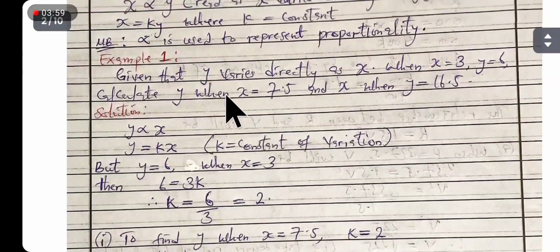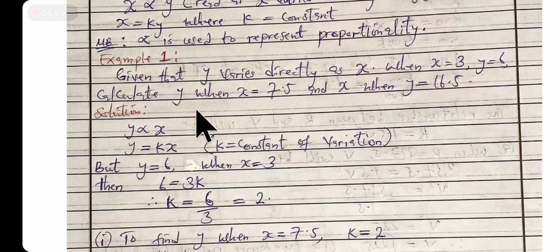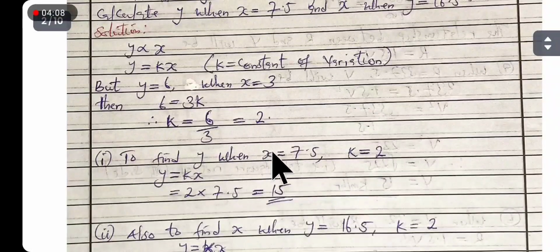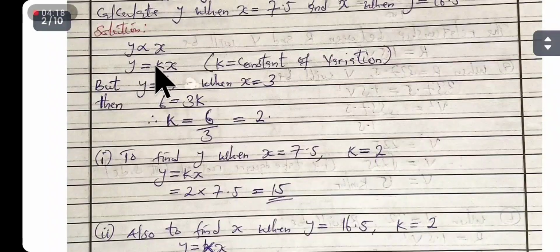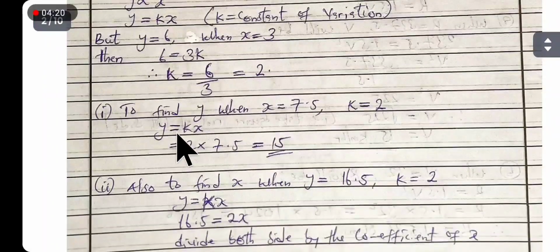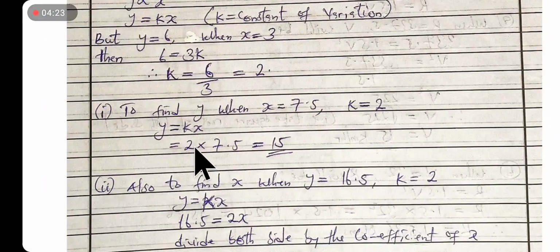Now, there are questions that follow. They say we should calculate y when x is 7.5. So we want to find the value of y now when x is 7.5. Already our k is equal to 2, which we have calculated already. So therefore, the relation still stands: y is equal to kx. k is 2 here, times x, which is given to be 7.5 this time around. 2 times 7.5 is 15.